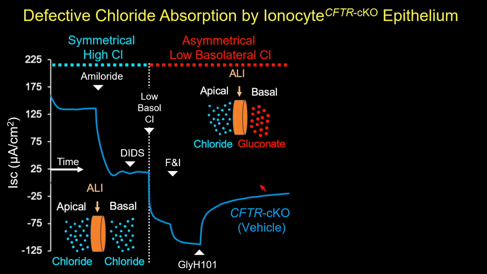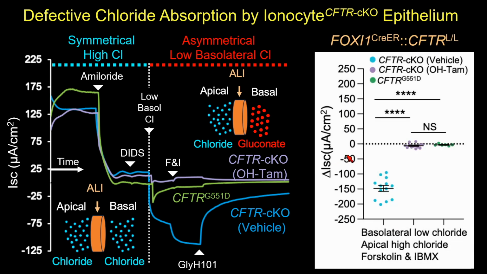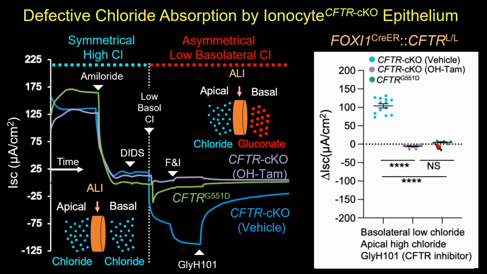And here is the CFTR expression, where with the low chloride gradient or CFTR function, you can have CFTR as well as other channels contribute to this. Forskolin IBMX induces CFTR and GlyH101 inhibits. And if you compare this vehicle treated to hydroxytamoxifen treated, which induces CFTR excision, you completely lose this absorptive chloride current, and it's equivalent to G551D in the absence of modulators, which is CF. And you can quantify this, and it's essentially a complete loss of CFTR activity equivalent to whole cell knockout in all cell types.